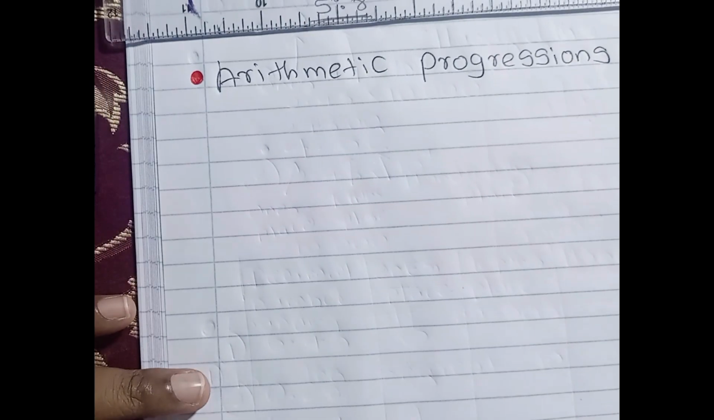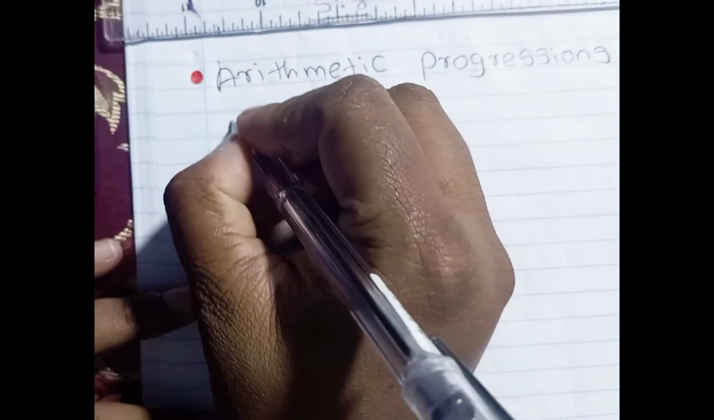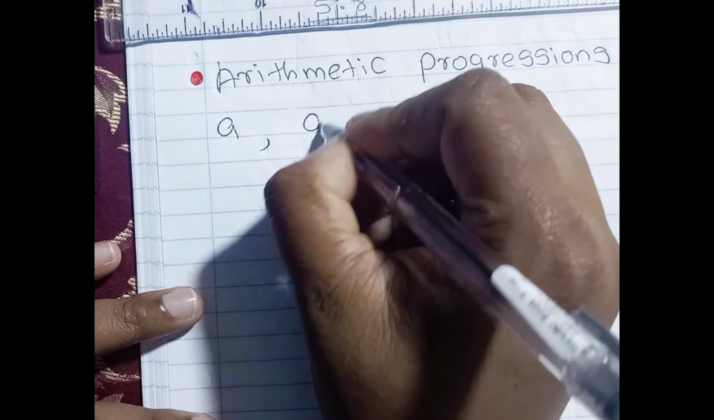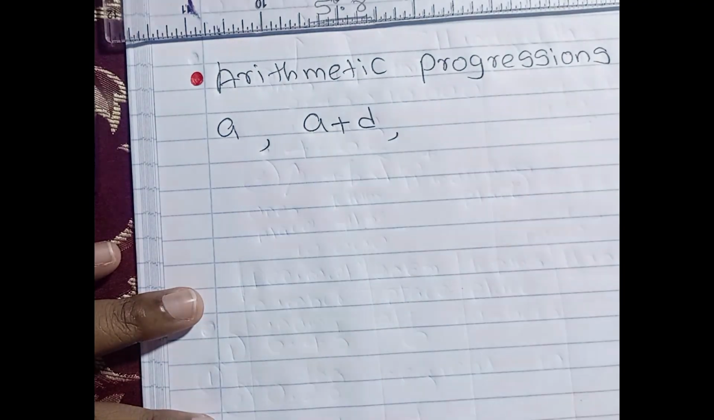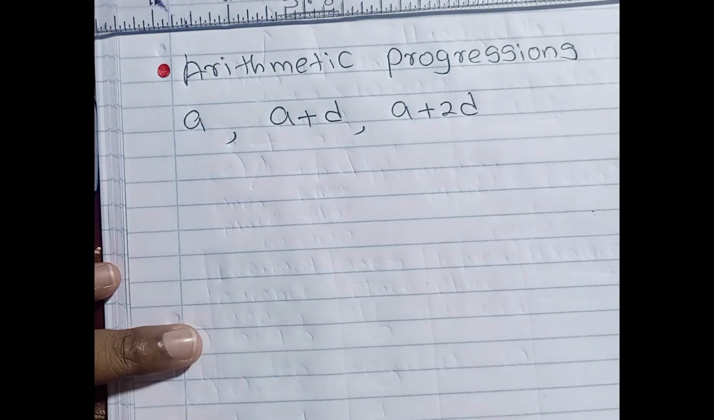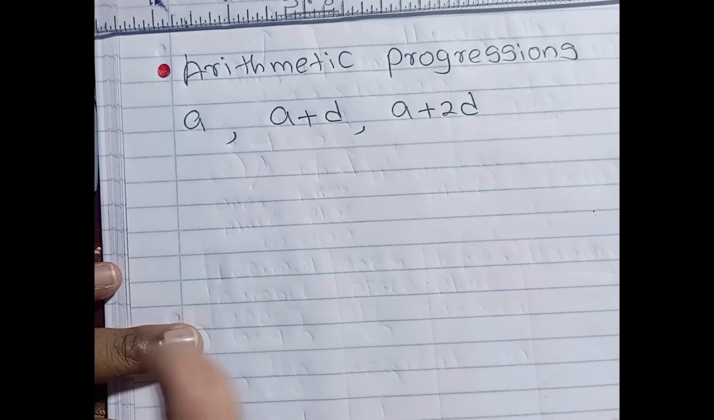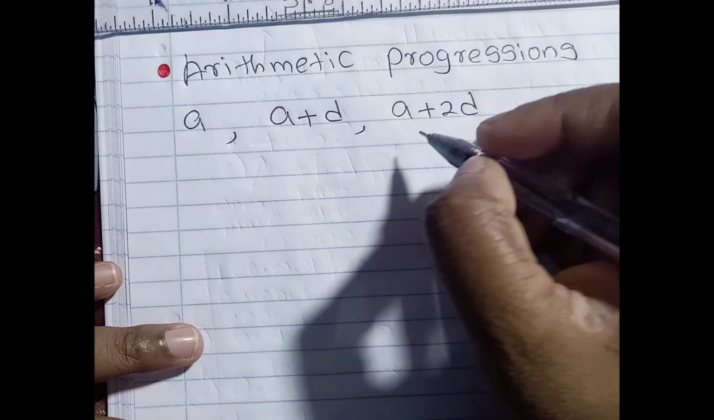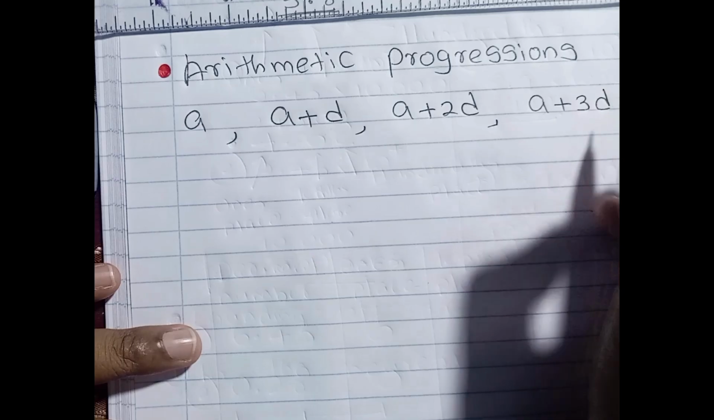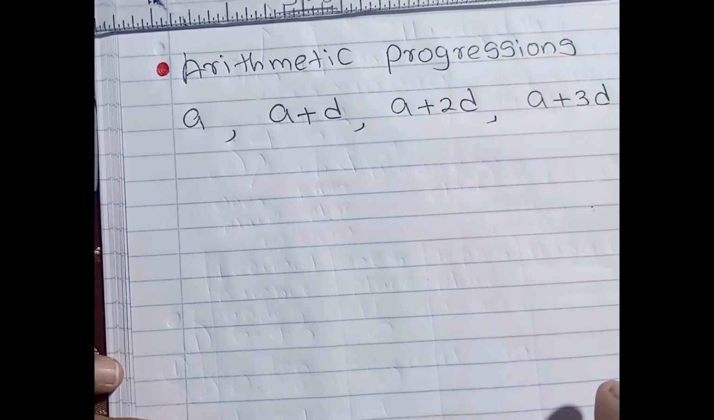So I can get it like here. If I'm taking the first term, that is a. The second term is coming like a plus d. The third term is coming like a plus 2d. That means adding d, this d is the common difference. I will explain the meaning of this term. Then after the third term I can write a plus 3d, and like this it is continuing.